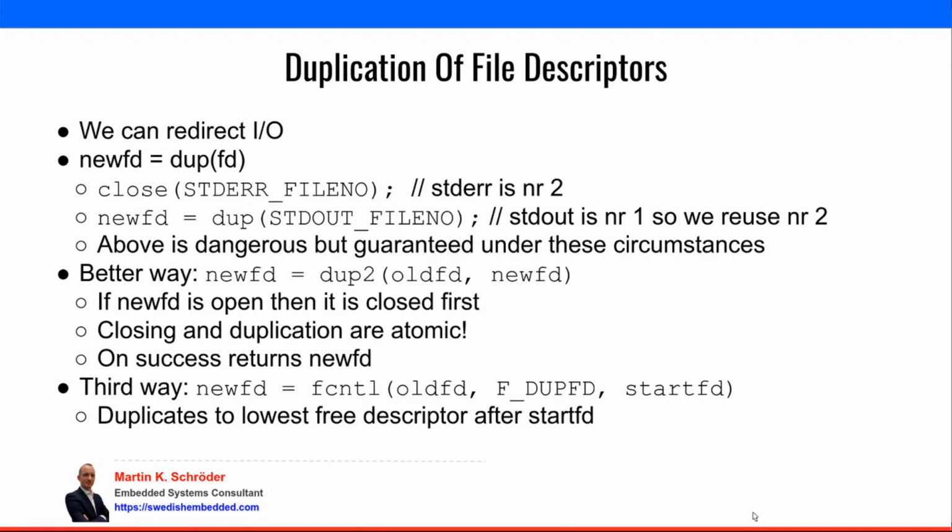We can redirect IO. The easiest way of duplicating a file descriptor is just calling dup, and dup duplicates the old file descriptor and allocates a new lowest file descriptor. So, for example, you can close stderr, which is descriptor number 2, and then call dup on stdout, and that will return 2 because you're guaranteed to get the lowest file descriptor. Unless some other thread in the same process has opened another file, you will get number 2 returned by dup.